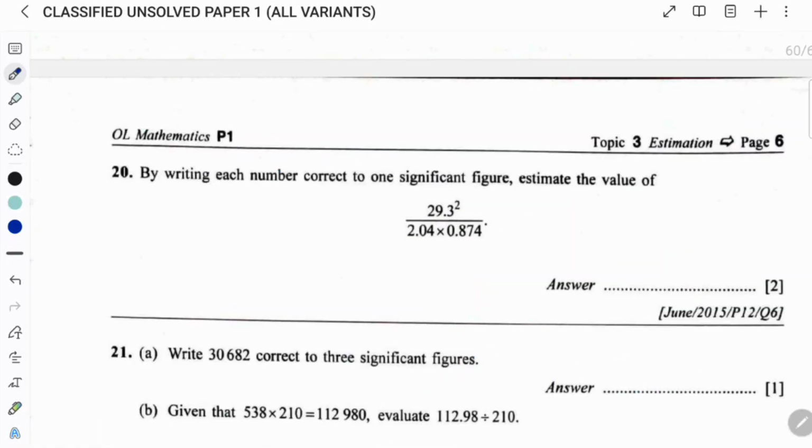Okay, by writing down each number correct to one significant figure, again we have to do the one significant figure number first, and then we'll have to estimate the value. So 29.3 is 30 squared, divided by 2, keeping in mind the one significant figure number, and then multiply by 0.9, because 0.7874 means 0.9 is the one significant figure number.